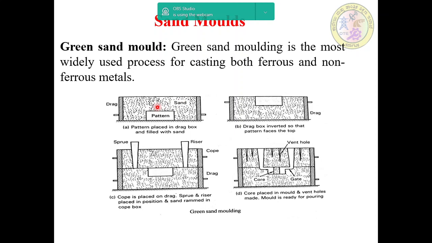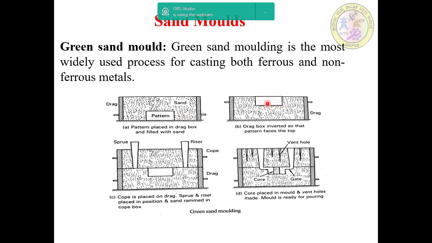Before that, sprinkle the parting sand on the pattern surface to avoid the green sand mixture sticking to the pattern. That's why you have to sprinkle the parting sand. Afterwards you fill the sand up to this level, and then you have to invert. The drag box is inverted so that the pattern faces the top side. Initially you keep it like this, and then you invert it, and the pattern will come to the top side.